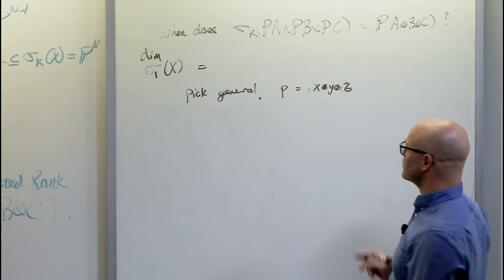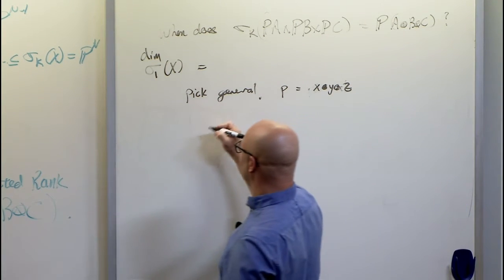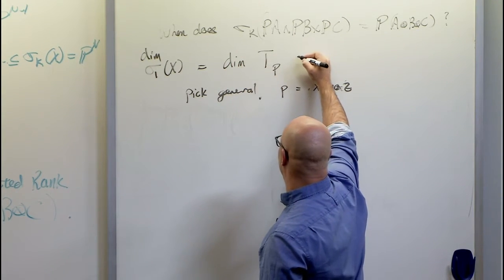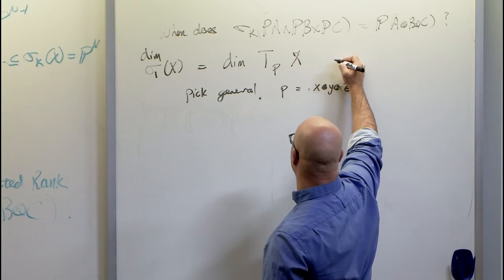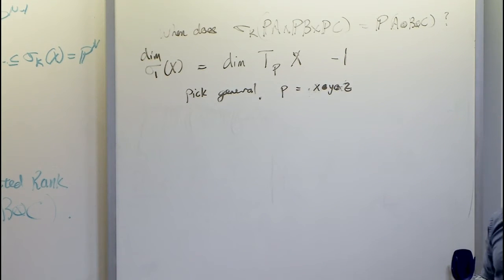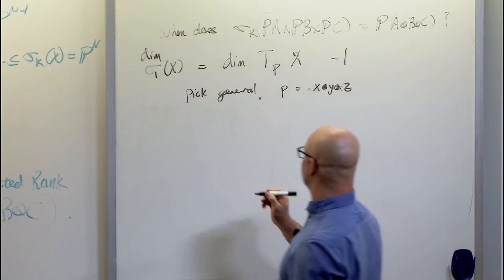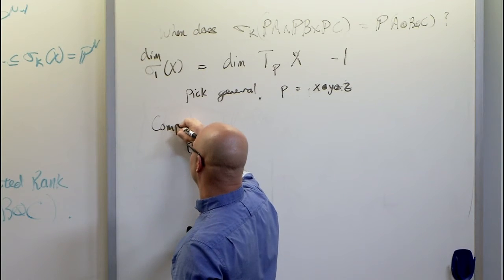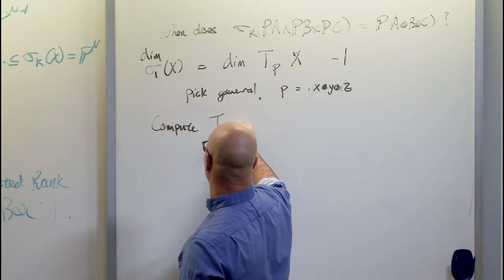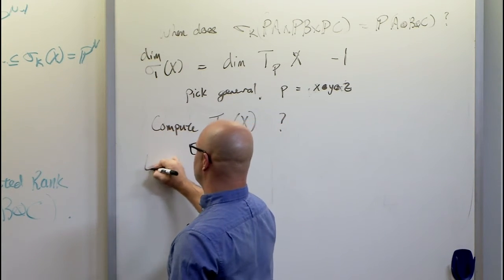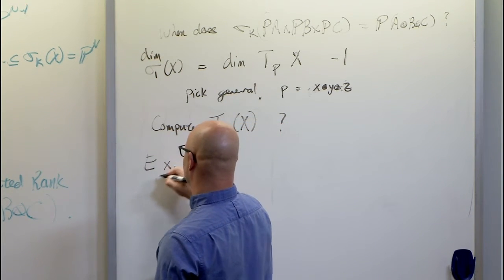Okay. So pick a general point here, and we're going to compute the tangent space at x, which is going to be an affine space, and we'll subtract 1 for the projected dimension. And how do we compute the tangent space? So let's do it in the example of the triple Segre product.